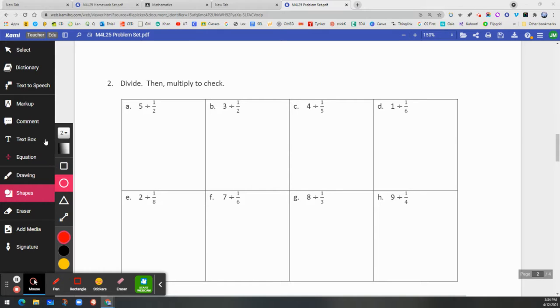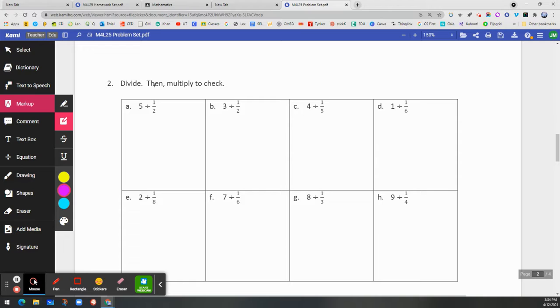So now look, this is just the straightforward way of solving a division, a whole number divided by a fraction. Simple, divide, and we have to check by multiplying. So here's how you do these problems. Let me show you, and you're gonna be amazed how easy this is.